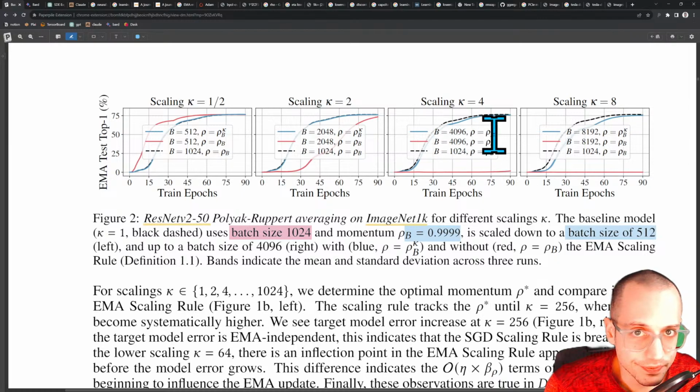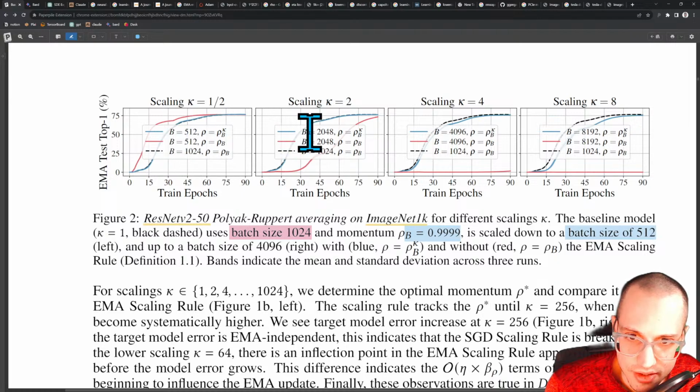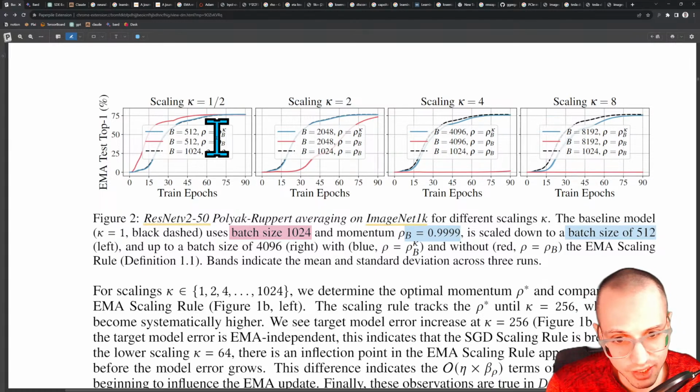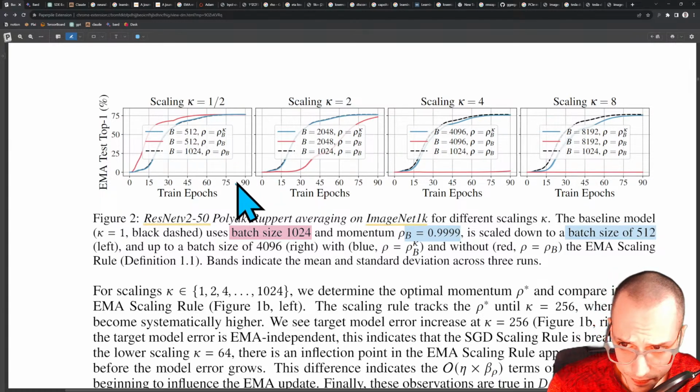Where is it? Okay, so actually let's just look here. Bands indicate the mean and standard deviation across 3 runs. So you have different batch sizes, and when you have different batch sizes, that tells you what K is. You have some baseline batch size, and then you have the batch size, which means you now know what K is. And if you know what K is, then you know what rho is, because rho from your scaling law can be calculated using K.